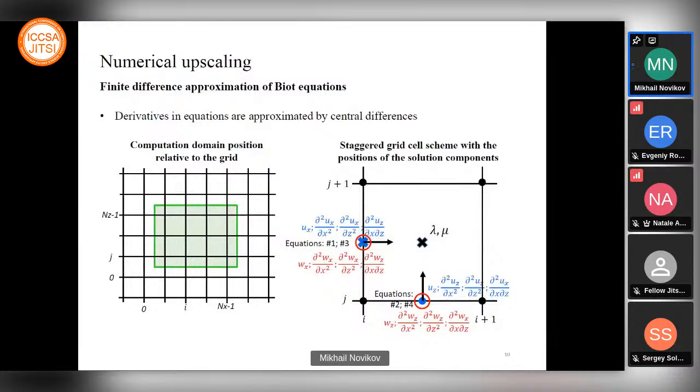The differential equations are discretized on a staggered grid, and the computational domain is approximated by the so-called staggered grid, which means that we have a computational grid with several sets of nodes and different components of the solution, and different derivatives and equations are presented in different nodes, as shown in the right picture of the slide. All derivatives are approximated with central differences of the second order.